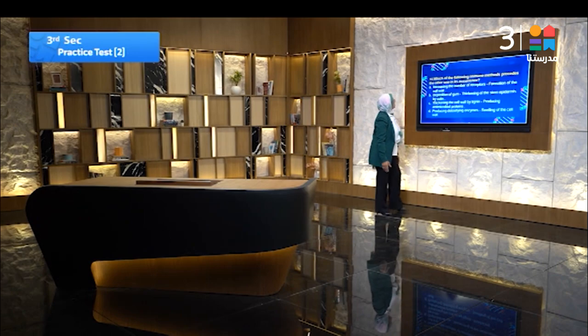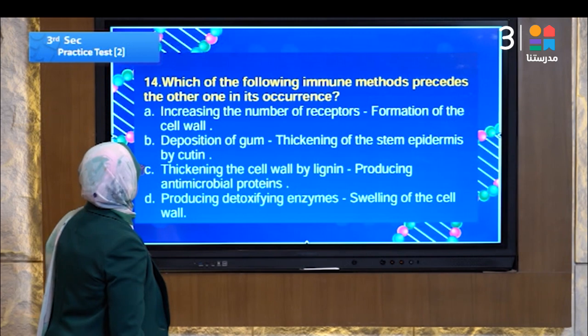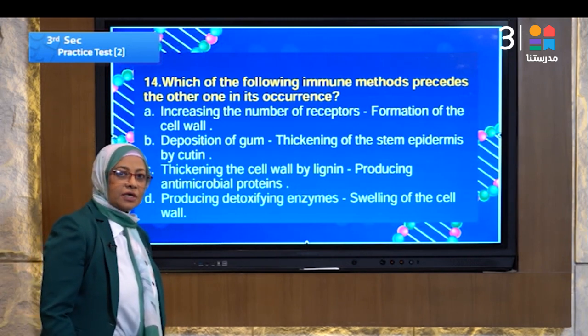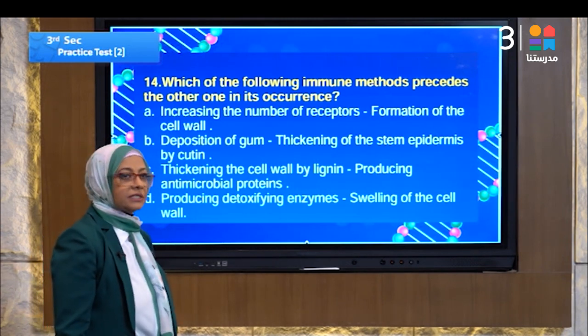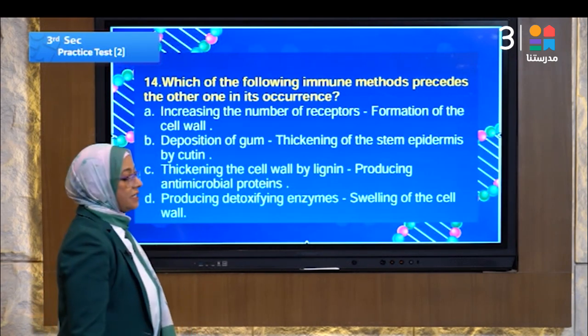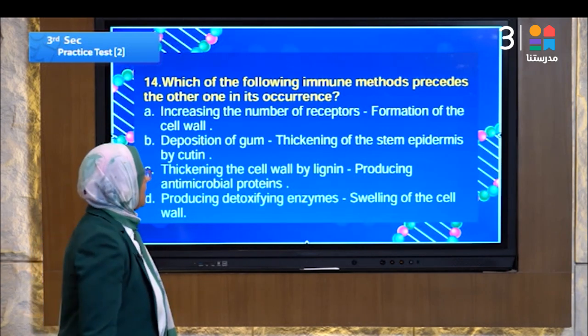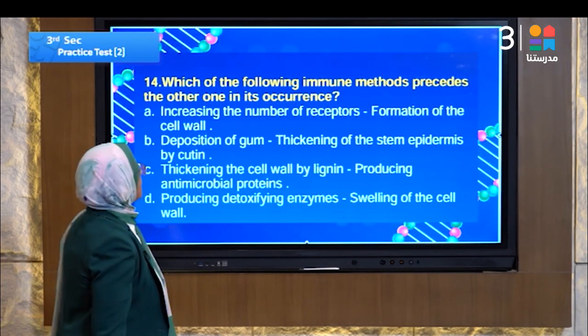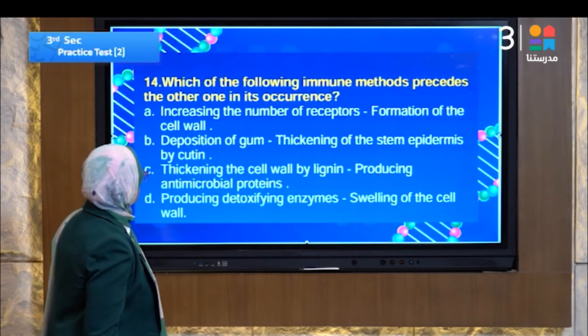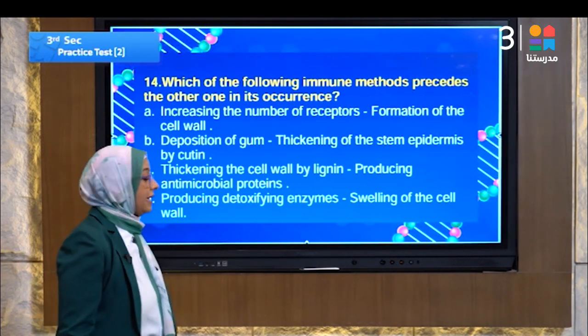Let's go to 14. 14 is a question that speaks about which of the following defense methods precedes the other one in its occurrence. Which one of them precedes the other? There are 4 choices. The first choice speaks about increasing the number of receptors and formation of the cell wall. Which of them is preceding the other? Formation of the cell wall is a barrier. It is the first one formed. The cell wall is formed before anything.